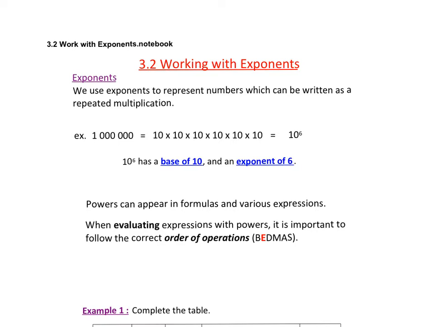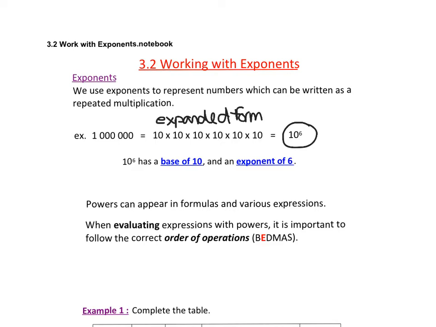So exponents. We use exponents to represent numbers which can be written as repeated multiplication. So for example, 1 million could be represented in expanded form. And we'll do a little bit of expanded form today, as 10 times 10 times 10 times 10 times 10 times 10, or if we use an exponent, we can go 10 to the power of 6.